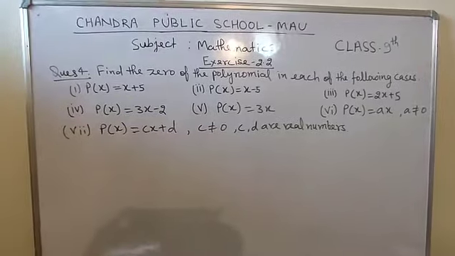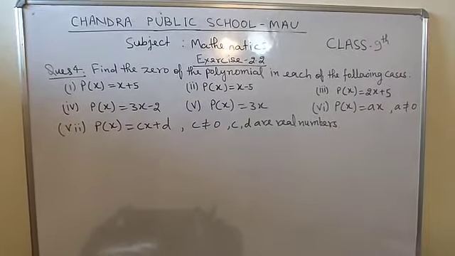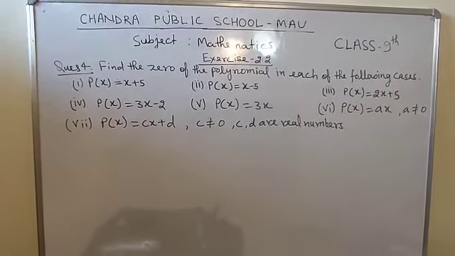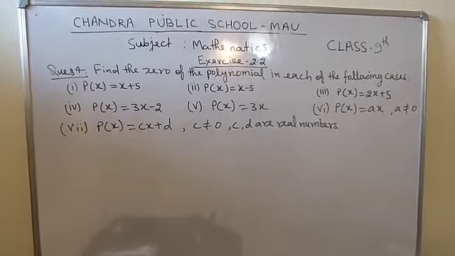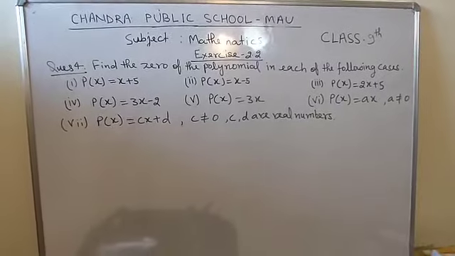Now students, here is question number 4, the last question of exercise 2.2. Find the zero of the polynomial in each of the following cases. So here 7 parts are given and you need to find the zeros of each and every part. So 7 polynomials are there and you need to find the zeros.